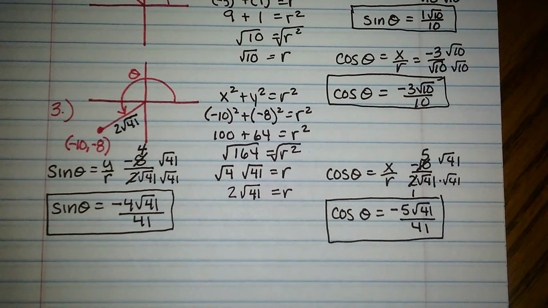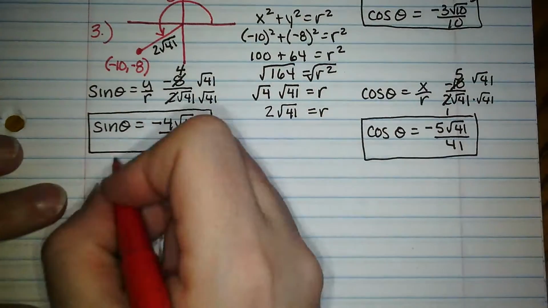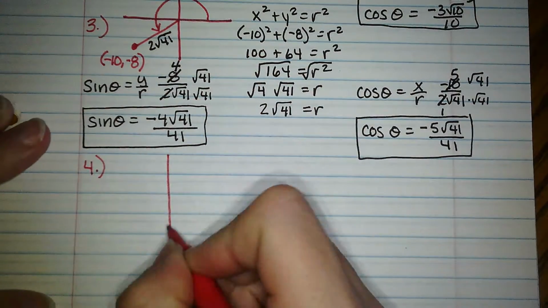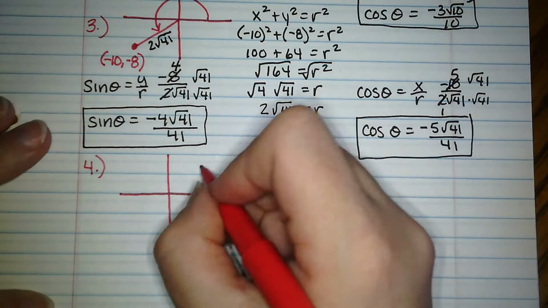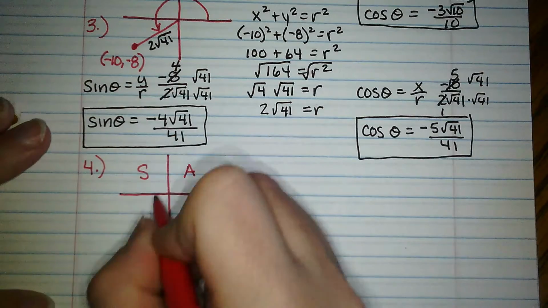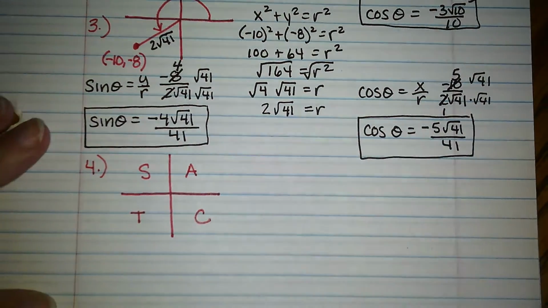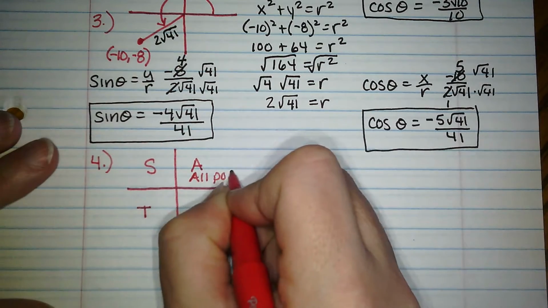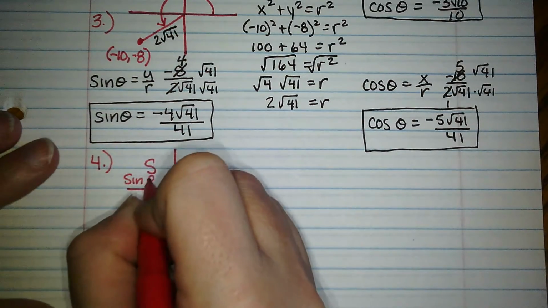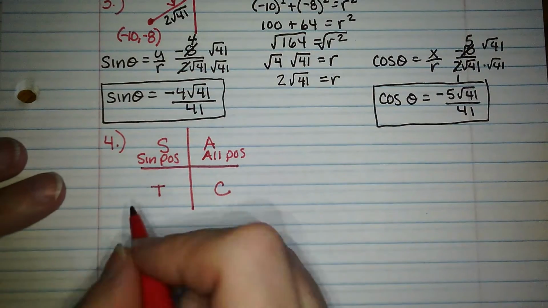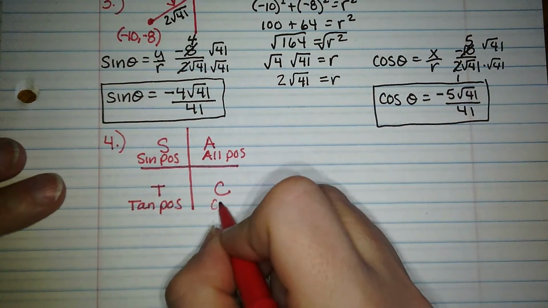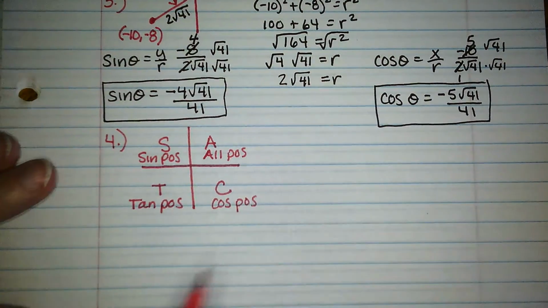The last piece that we're going to do is number 4. And number 4 simply says, is the expression going to be positive or negative? So positive and negative values come from our all students take calculus. And that means that all are positive in quadrant 1. This means sine is positive in quadrant 2. This means tangent is positive in quadrant 3. And cosine is positive in quadrant 4.